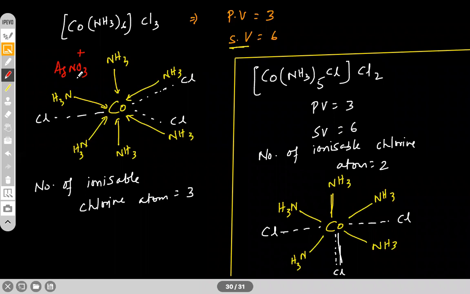But in our syllabus, we have to do only VBT and CFT, that is valence bond theory and crystal field theory. After valence bond theory, you'll be able to understand the structure of the molecule: the hybridization, and according to that what the structure of the molecule could be, and how the ligands are placed around the central metal atom to gain that structure. So this VBT we'll discuss in the next class.